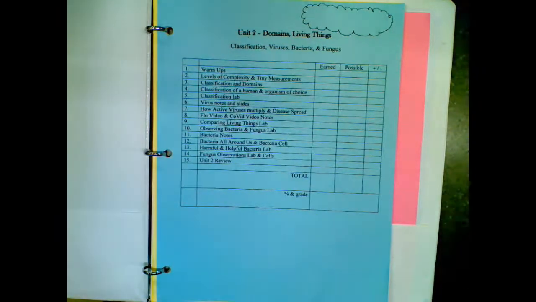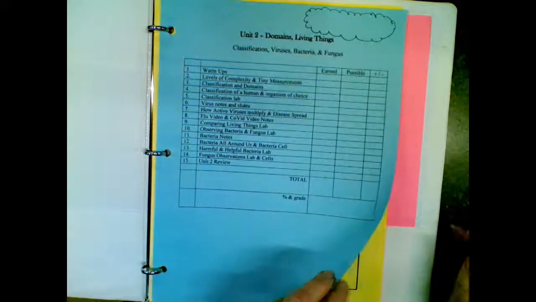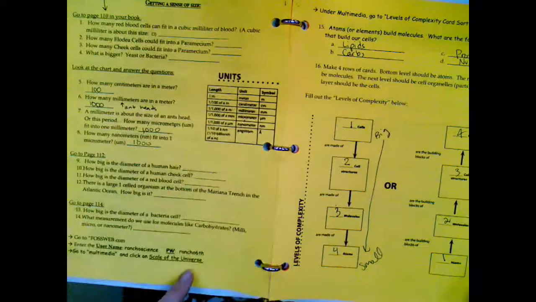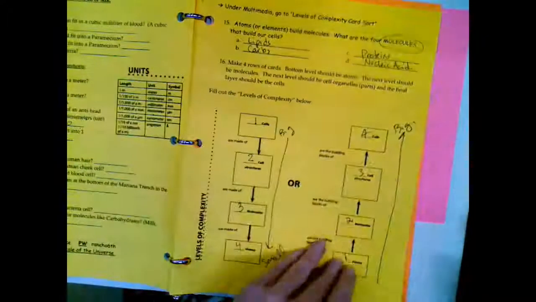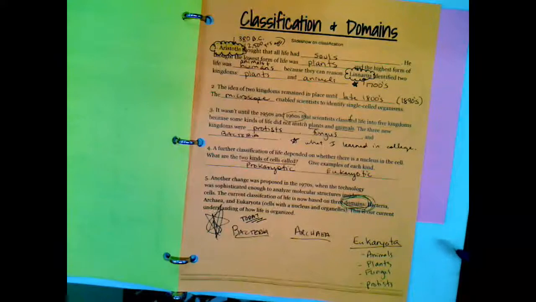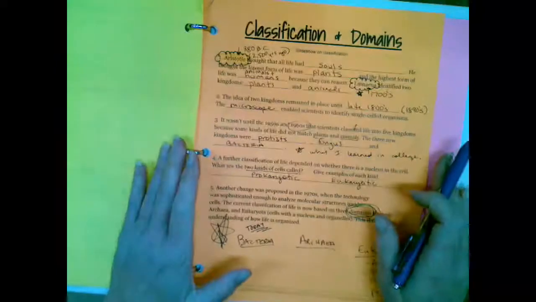Okay, so welcome to Friday, October 2nd. You made it. There is no warm-up today. If you turn the page in your notebook, we already did this. Hopefully you had a chance to go home and mess around with Scale of the Universe. It's super cool. This should be done. This should be done. We also talked about some of our scientists over the years.